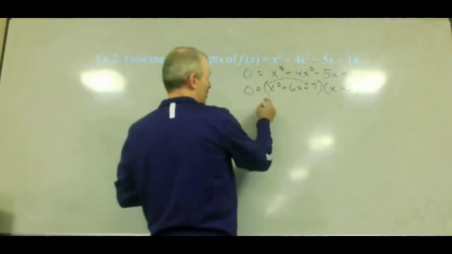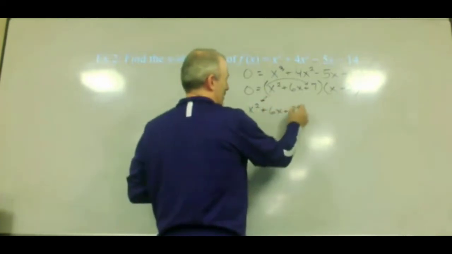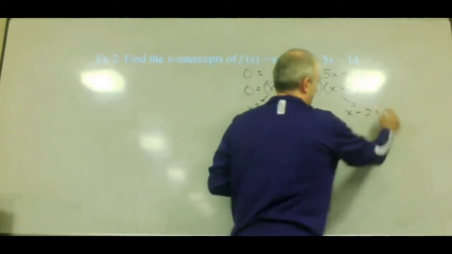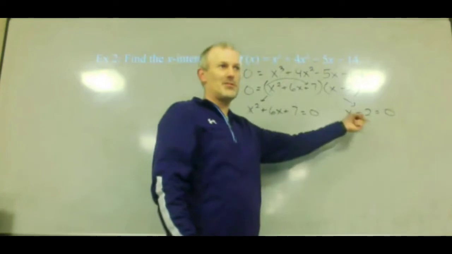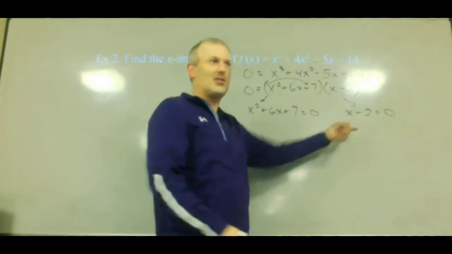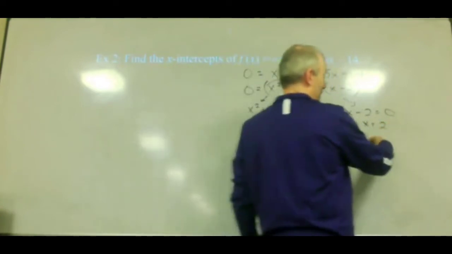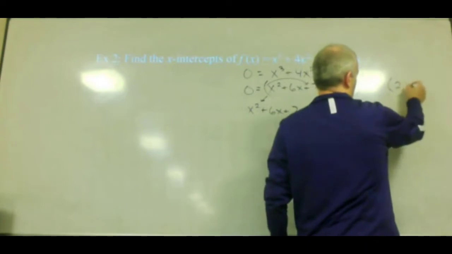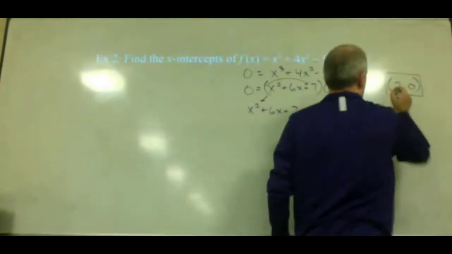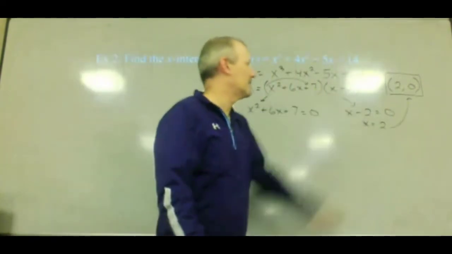So what we always do is we take this one and set it equal to 0, and we take this one and set it equal to 0. Now let's go ahead and do the easy one first because we've already got that. What do we get for this answer? You add 2, right? So x equals 2. And that means our x-intercept would be 2, 0. So that's one of our answers, 2, 0, from this one right here.